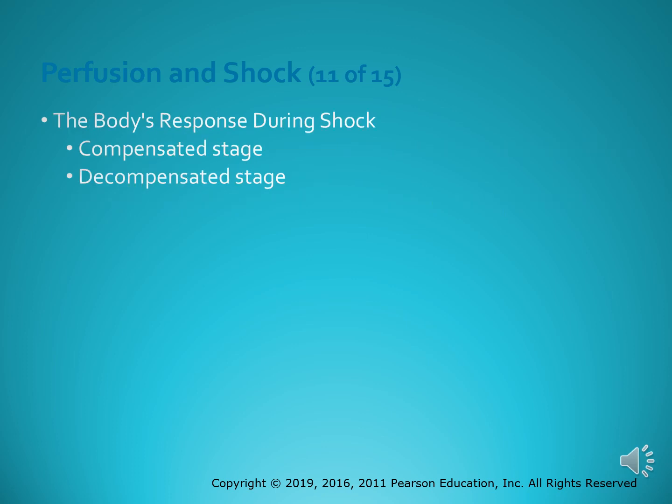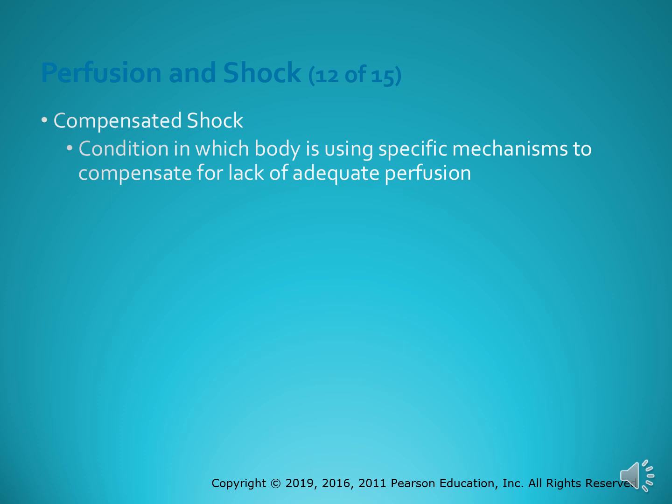With perfusion and shock, the body's response during shock has a compensated stage and a decompensated stage. The main focus is to prevent the patient from entering the decompensated stage of shock. The response to shock is the human body's ability to adjust and compensate when things go wrong. In the case of shock, sophisticated pressure receptors throughout the circulatory system can detect the slightest change in blood pressure. Those are what are called the baroreceptors.